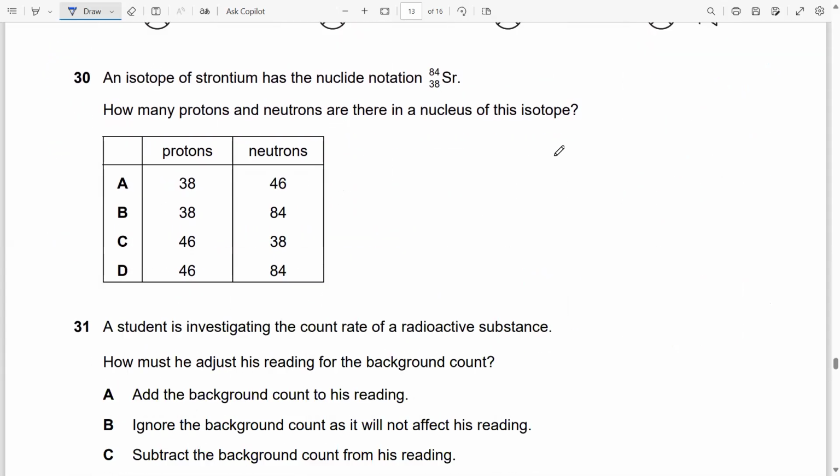Question 38. An isotope of strontium has the nuclide notation 38, strontium 84. How many protons and neutrons? We know that this represents atomic number, that is proton number only. So proton number is 38, and 84 is nucleon number, that is number of proton plus neutron. Since proton is 38, neutron will be 84 minus 38, which is 46. So option A is correct.